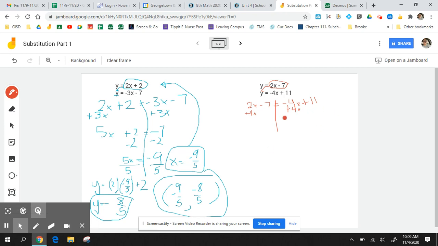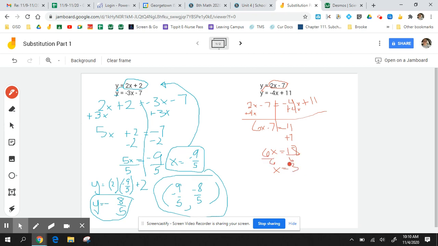Okay, your first step should be to add the 4x to the other side, and you get 6x minus 7 equals 11. Add the 7 and you get 6x equals 18. Divide by 6, and you get 3. Remember, you're dividing by 6. So x equals 3. Great. That one looks a lot nicer than our first example, right?